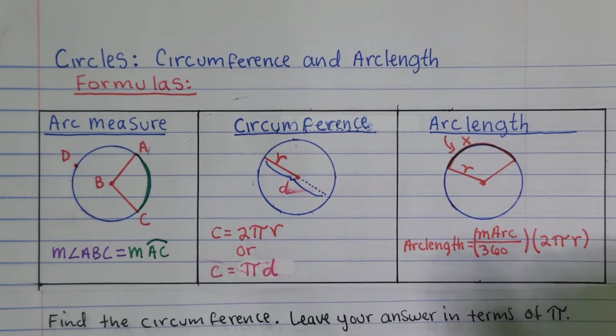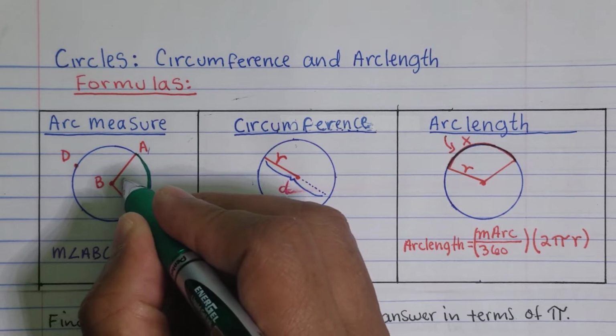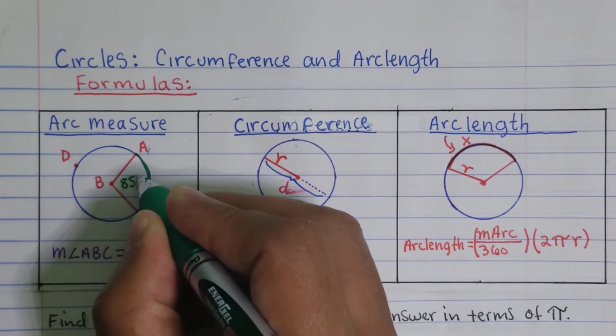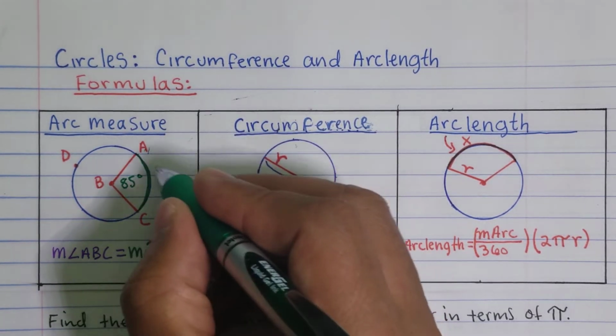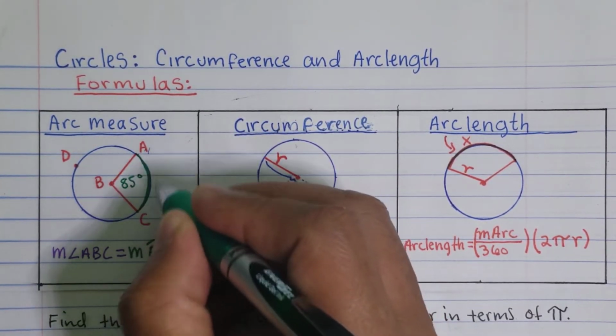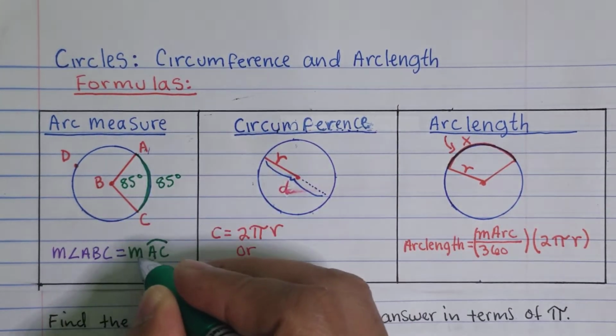So for example, what if this angle, let's say for the sake of argument, is 85 degrees? If the central angle is 85 degrees, then the arc that is intercepted, in this case AC, is also 85 degrees, which is what this is saying.